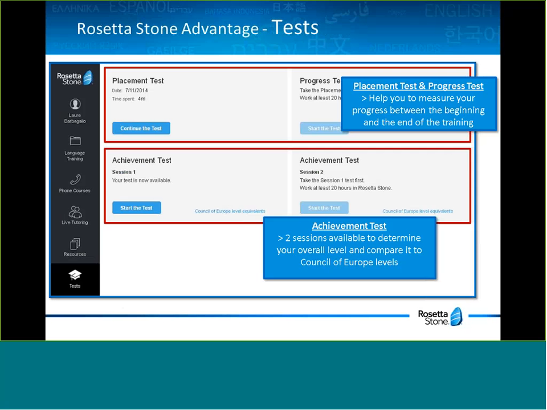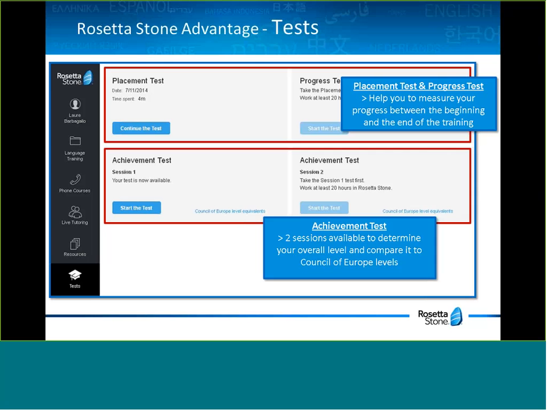Let's now take a look at the Test tab. All the tests available in your account are displayed here. You could access the placement test key and score. The progress test is the same as the placement test, and so by taking it, you'll easily notice how far you've progressed since the beginning of your training. The criteria to access this progress test are displayed on this page.